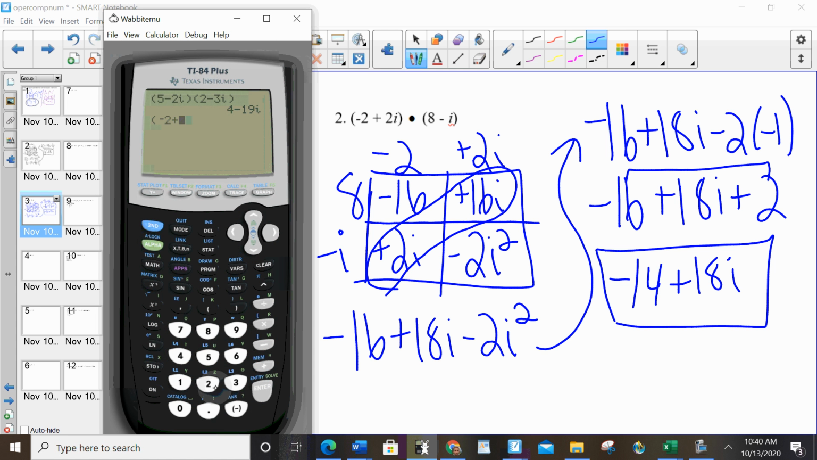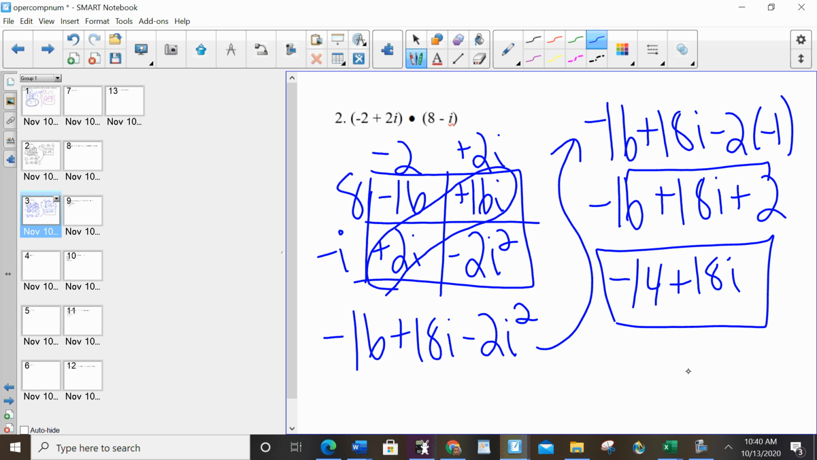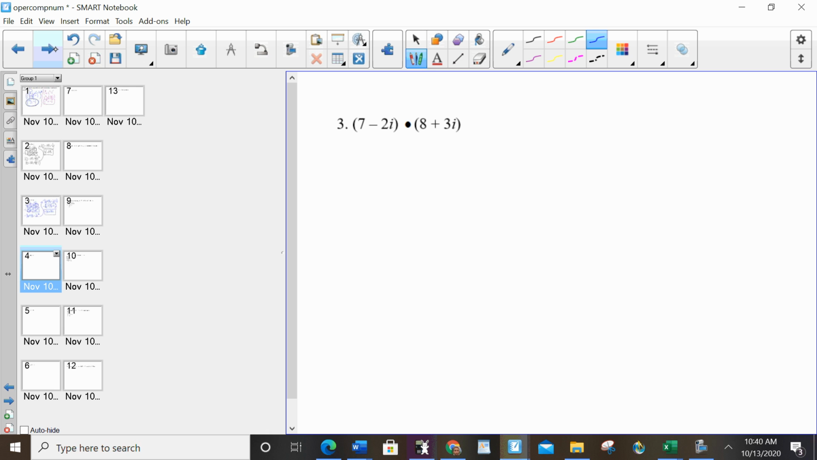If you want to check it, you can go to your calculator. -2 plus 2i, again to type i in, second decimal point, times 8 minus i, and you see you get -14 plus 18i. I want you to try number 3 on your own. If you can, pause it. Again, pause it. Try number 3 on your own. When you're done, unpause it.